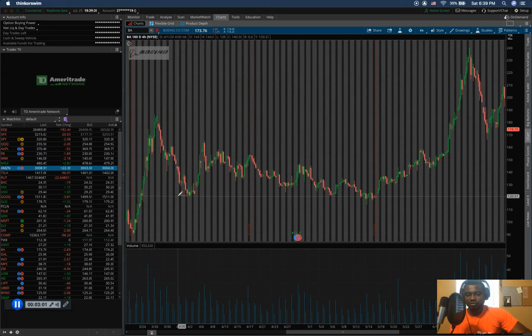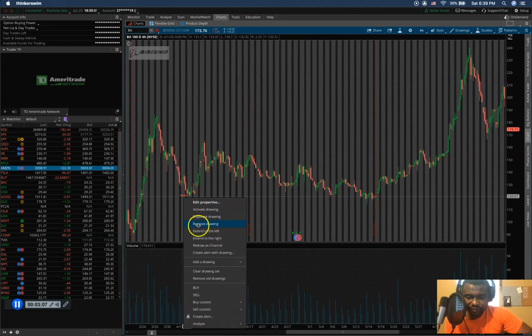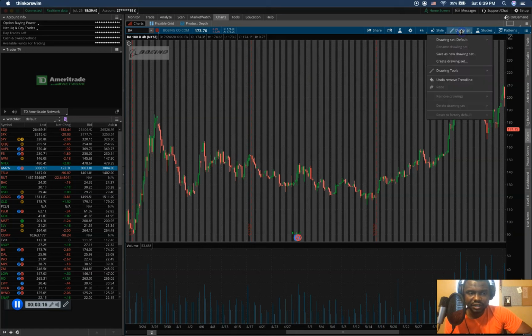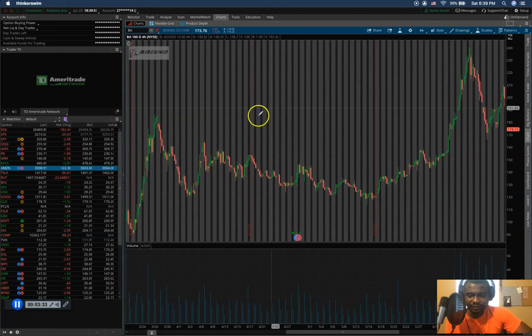So if you want to draw a line, let's remove this one first. Remove drawing. In order to draw on the chart, you can go to the top here to drawings, click on drawings, and where you see drawing tools, go down to this little slant line, which is a trend line, and click on the trend line. From there, you can go to the chart, click to see that first dot, and then you can just drag over.